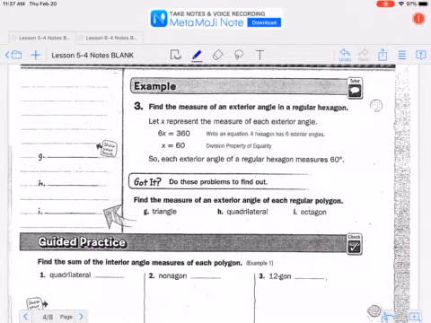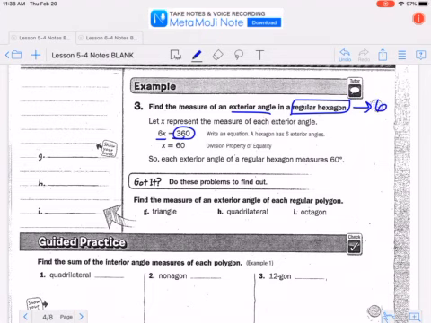Okay, so example 3, it says find the measure of an exterior angle in a regular hexagon. So it says let x represent the measure of each exterior angle. We know that a hexagon has 6 sides, so I have 6x, and we know that all the exterior angles are going to add up to equal 360, so our x is 60 degrees. So it says each exterior angle of a regular hexagon measures 60 degrees.